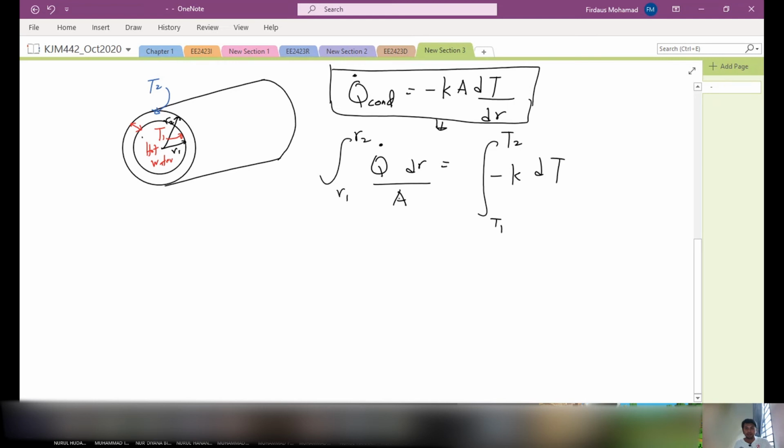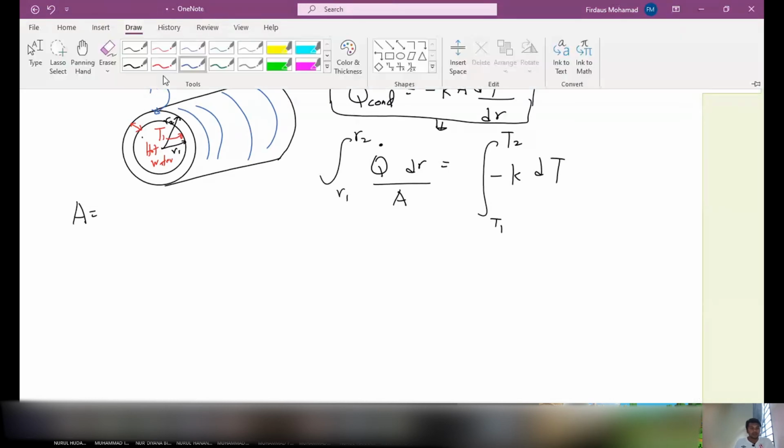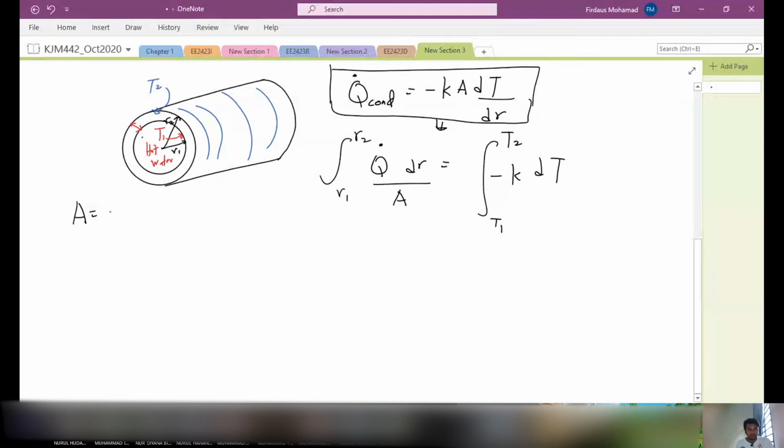Okay, so now area. How to define the area for the cylinder? Area equal to surface area, the surface area for this cylinder or pipe. So area A equal to 2 pi r, sorry, 2 pi rL. So this is the area for the cylinder.